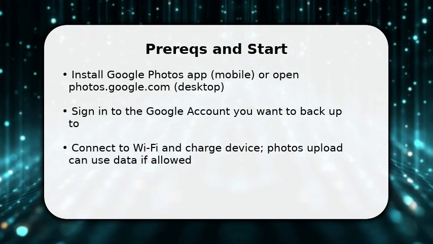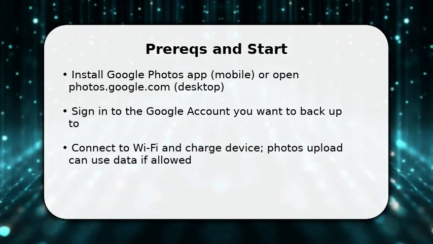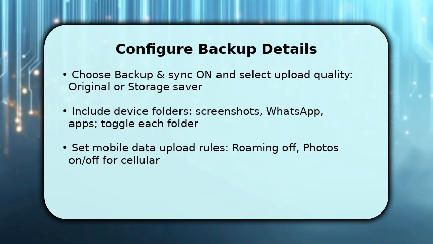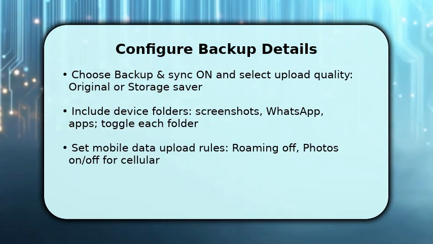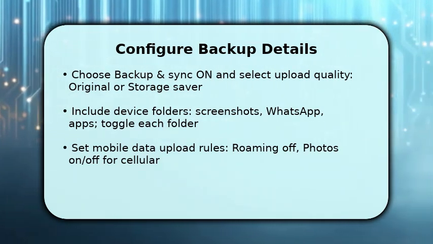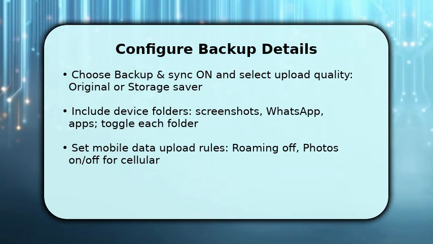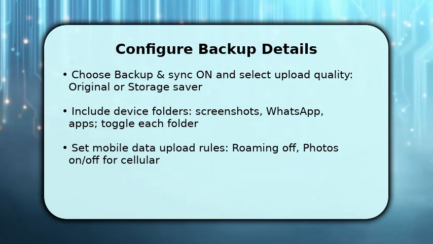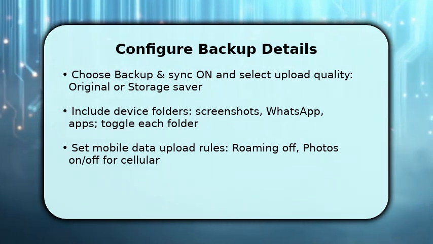Once Backup and Sync is on, select the upload quality. Original preserves full resolution, Storage Saver reduces size to save space. Then choose which device folders to include. Tap Backup Device Folders and toggle Screenshots, App Folders, and Downloads as needed.